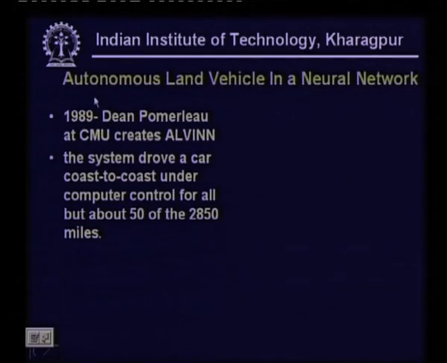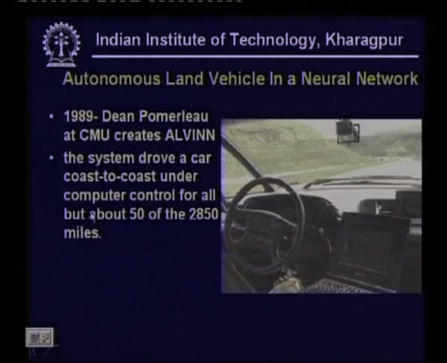This is a system, ALVIN, which stands for Autonomous Land Vehicle in a Neural Network. It was designed in 1989 by Dean Pomerleau at Carnegie Mellon University. This system drove a car from the East Coast to the West Coast across the United States of America using computer control, and it drove completely autonomously for most of the 2,850 miles.